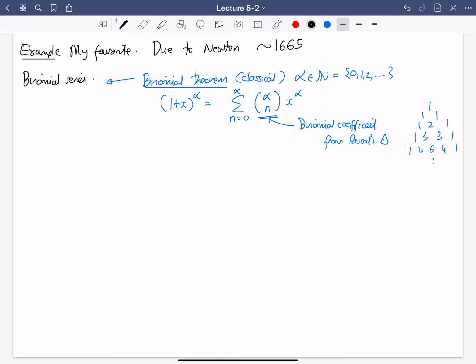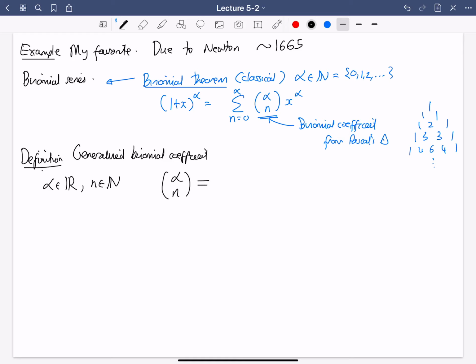Okay, so this is what we're generalizing with the binomial series. So to do this, we need what's called the generalized binomial coefficient. So here alpha is any real number, not just a natural number like it was coming from Pascal's triangle, but any real number, positive, negative, fractional, irrational, anything. And n is going to be a natural number. The generalized binomial coefficient, alpha choose n, here's the definition.